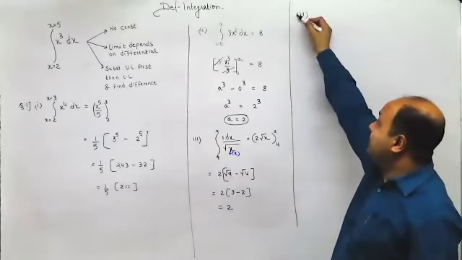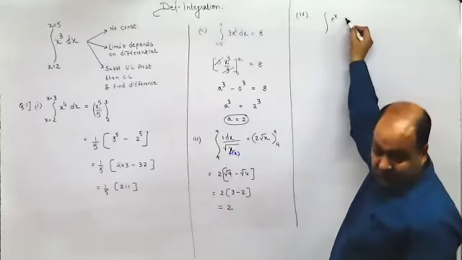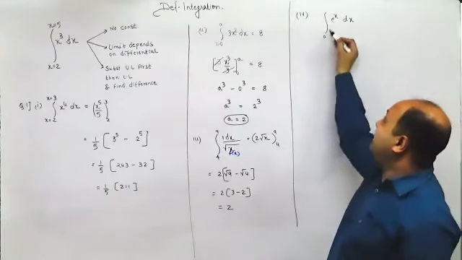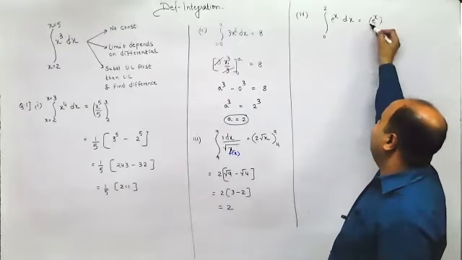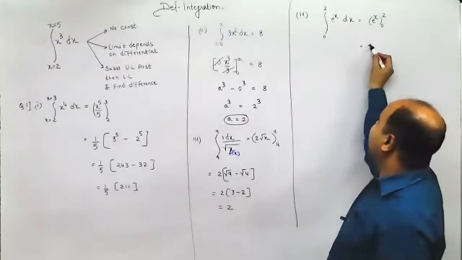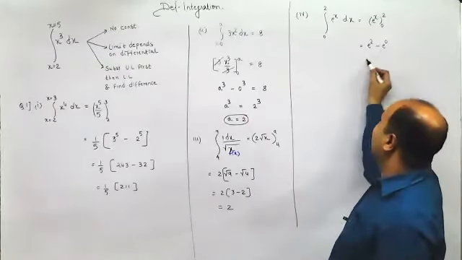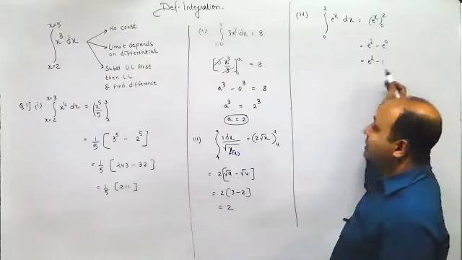Fourth one, integral of e raised to x dx between 0 and 2 is equal to, this is e raised to x between 0 and 2. This is e raised to 2 minus e raised to 0. e square minus 1. This is the answer.